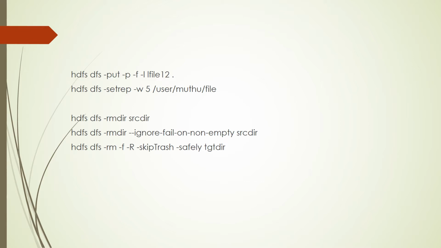-put, -p, -f, -l, file 12 dot. It will move the file from local to Hadoop system. -p will preserve the permission. -f, it will overwrite the file if the file is already present. -l will set the replication factor to 1. -setrep -w 5, it will set the replication to 5. -w indicates it will wait until the replication completes.